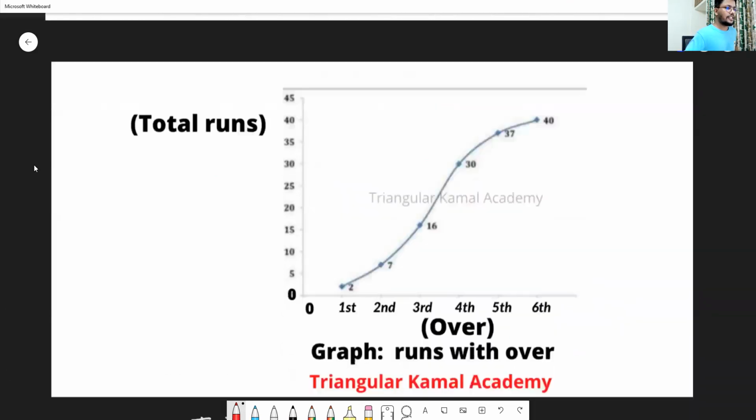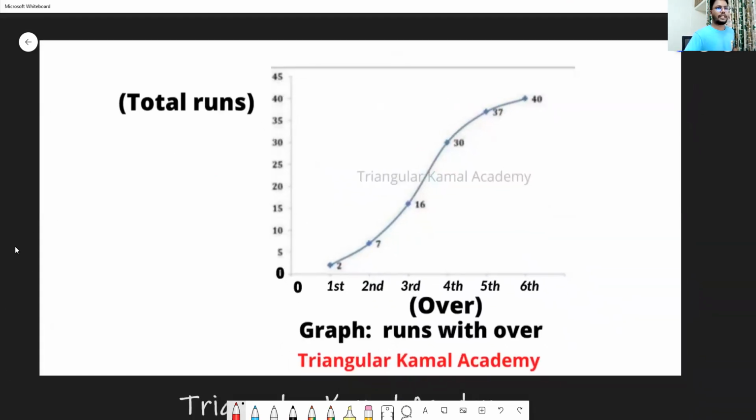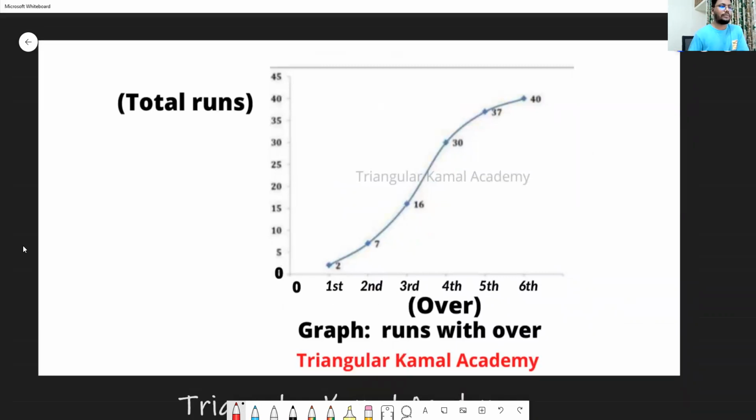So now see the first graph here. The first team, who have done batting: the first over run is 2, the second over run is 7, the third over run is 16, the fourth over run is 30, the fifth over run is 37, and the next over run is 40. So the first team is done.